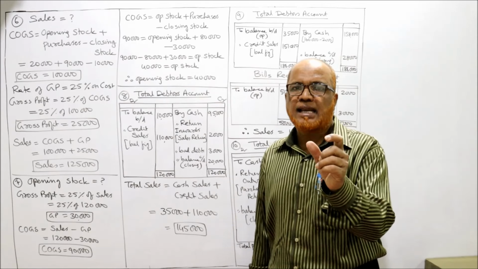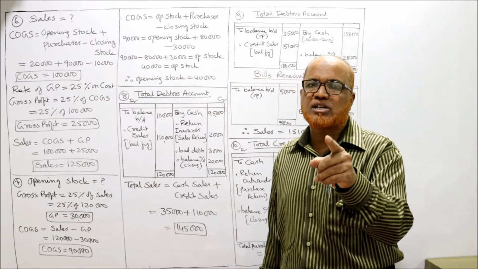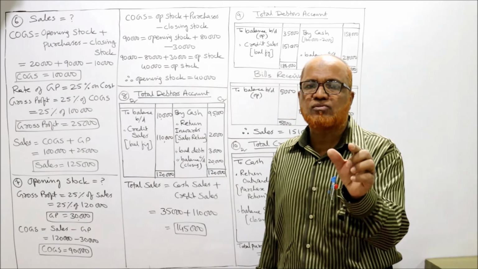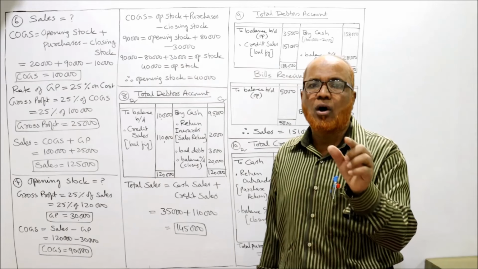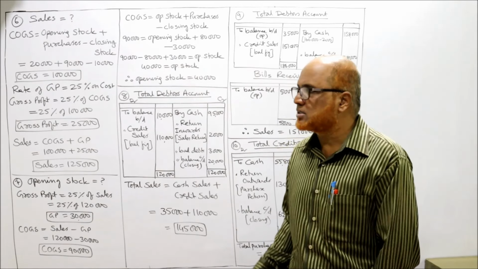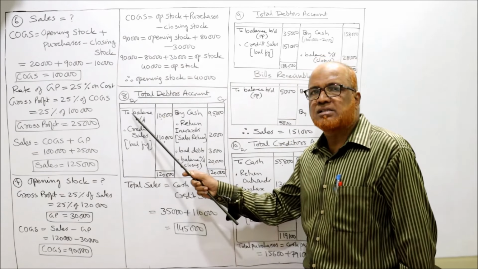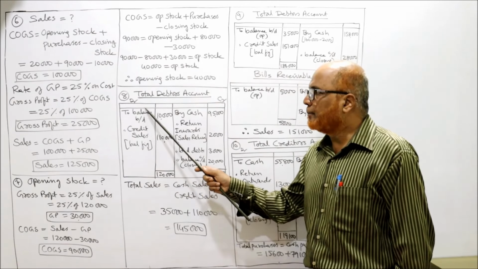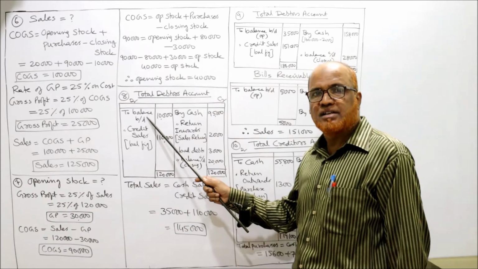देखिए, debtor is an asset. Remember the rules which I am explaining now. Debtor is an asset. All assets will show debit balance. तो ये total debtors account में debit side to balance brought down, ये opening balance है. Balance brought down ये opening है, debit side.